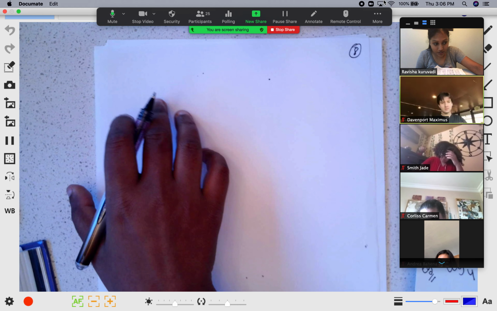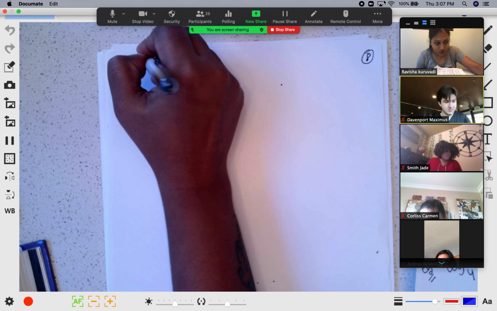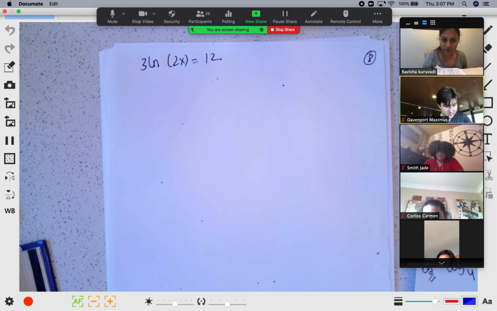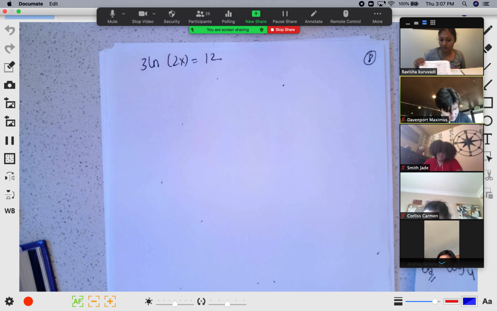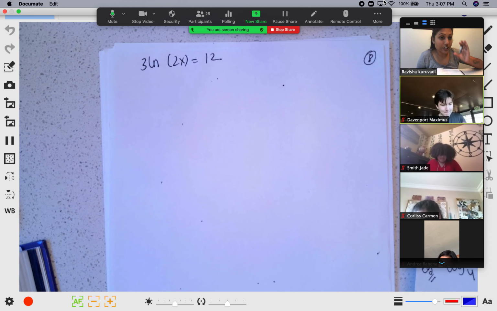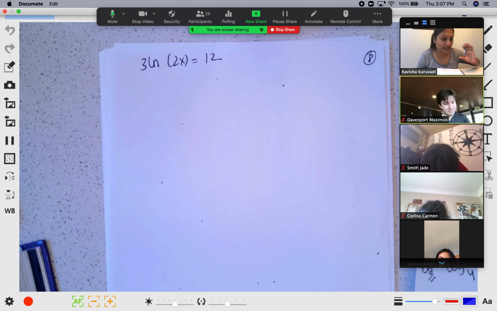So you are given 3 ln 2x is equal to 12. 3 ln 2x is equal to 12. So can I have Faith? Hello. So let's see. First you need to keep ln on one side, everything else on the other side. How do you do that?